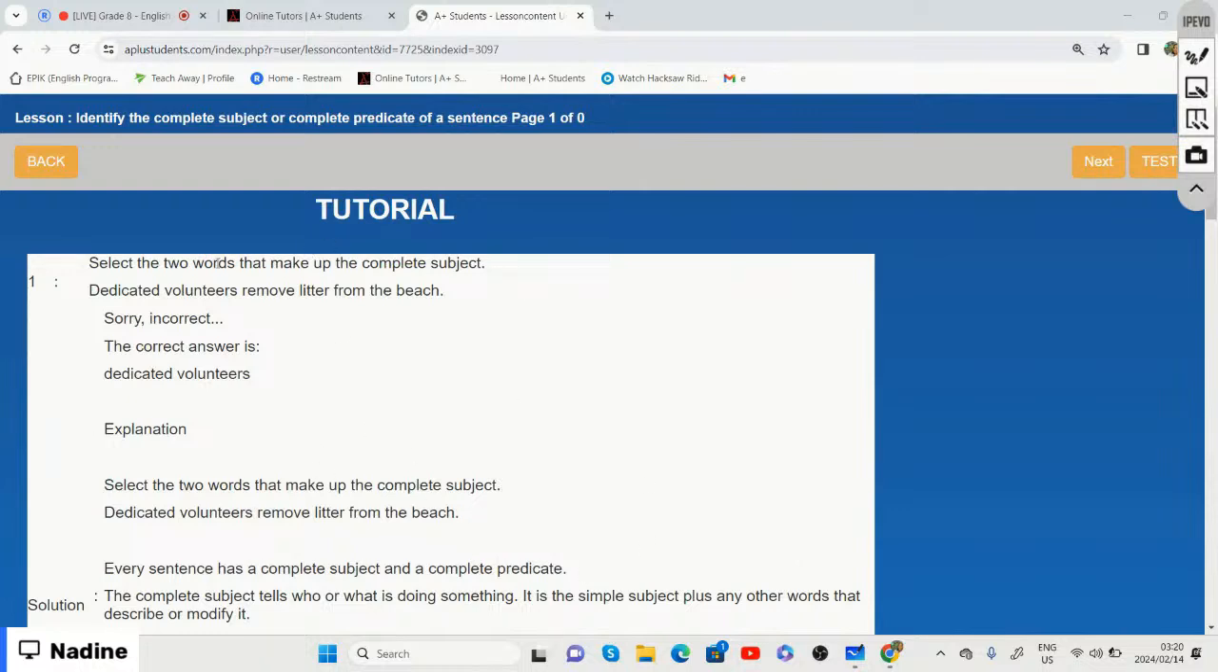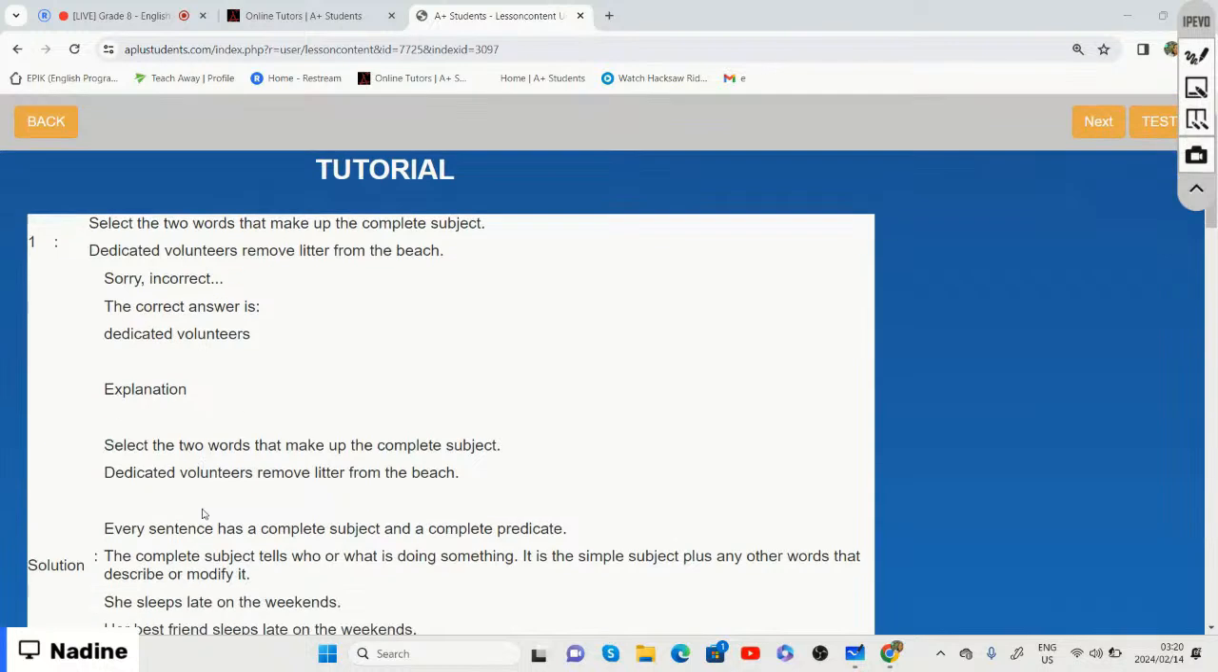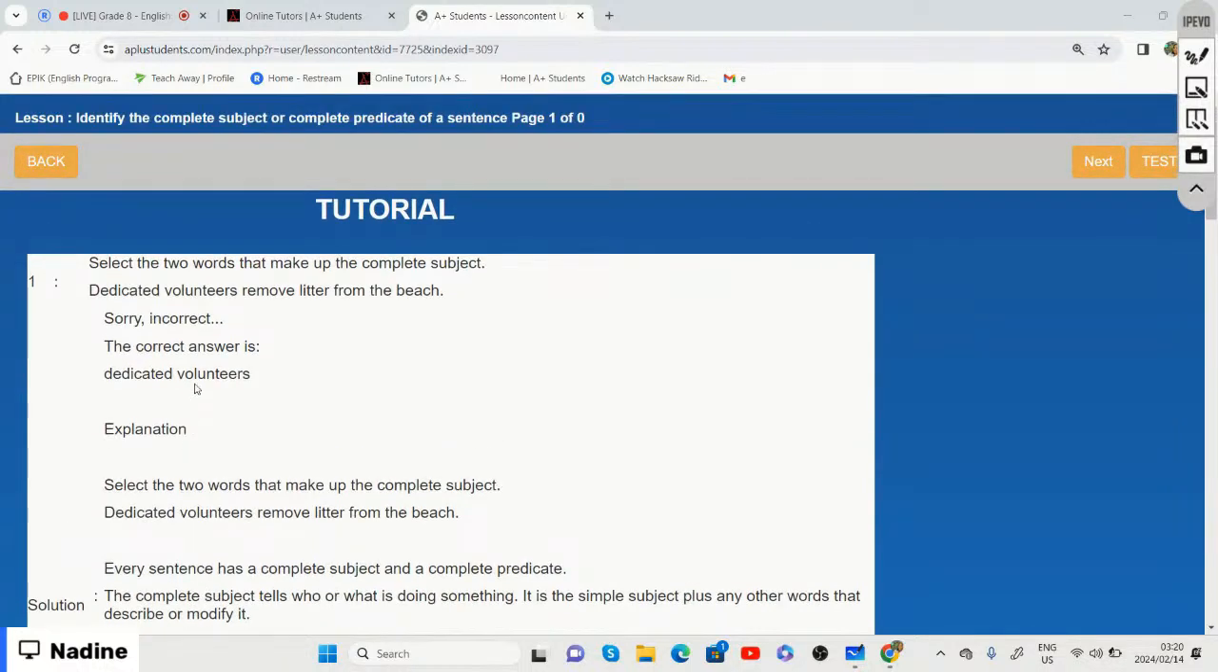All right. So we said that we have a complete subject, which tells us the action, right, that is being done, tells us who or what is doing something. Then we have a complete predicate that tells us what the subject is doing, right? So if we look at our activity, it says select two words that make up a complete subject. And remember we said that to make up a complete subject, it can be either one word or it can be more than one word, right?